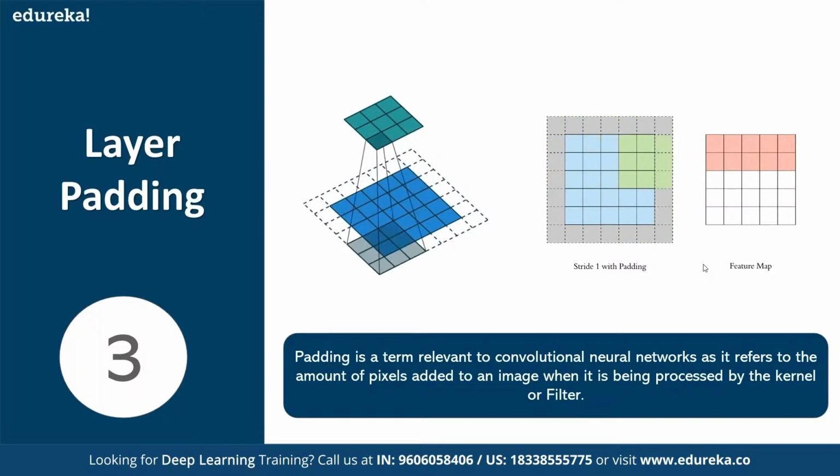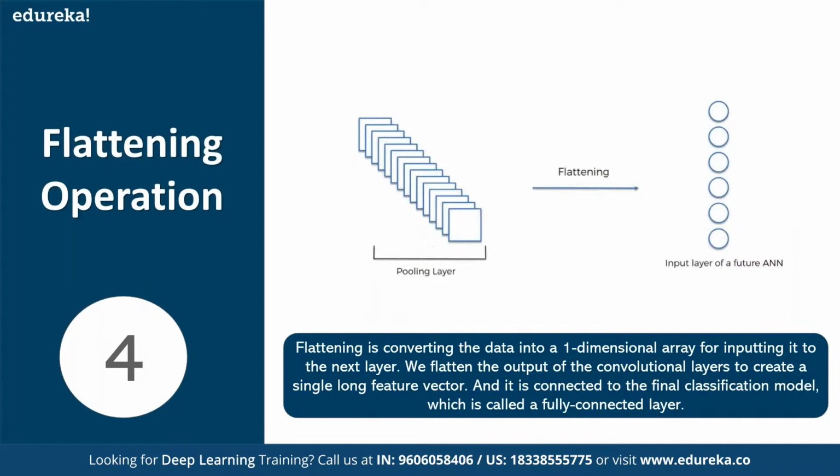So we have learned about 3 important layers: the convolution layer, the pooling layer, and the padding layer. Now, in a given convolutional neural network architecture, we'll have a series of convolution operations followed by pooling operations, followed by convolution operations. And once we are done with applying the series of convolution operations, we are going to perform a flattening operation. Now, this flattening operation is nothing but converting my multi-dimensional array into a single dimensional array. That is the intuition behind the flattening operation.